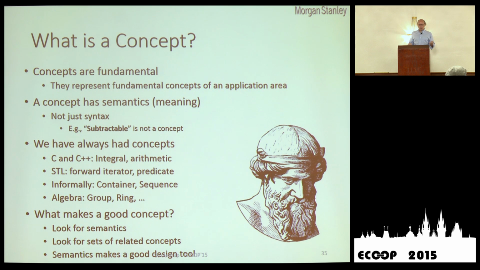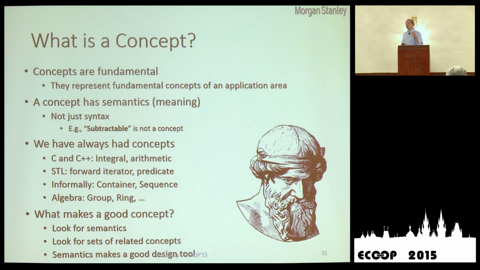In the STL, we have the iterator things. We informally have container, which is not defined precisely in the standard. And algebra has the groups and rings and monads and things like that we've been playing a lot with. So what makes a good concept?